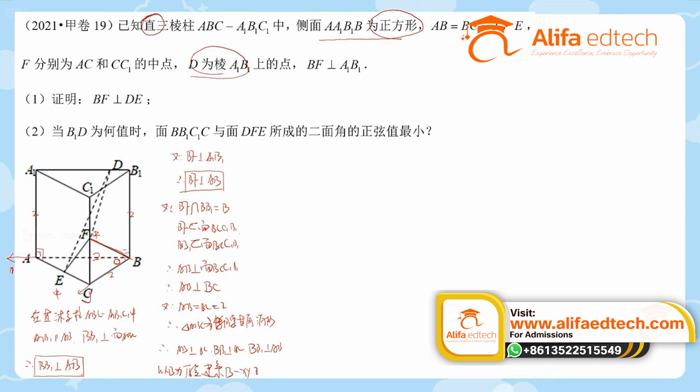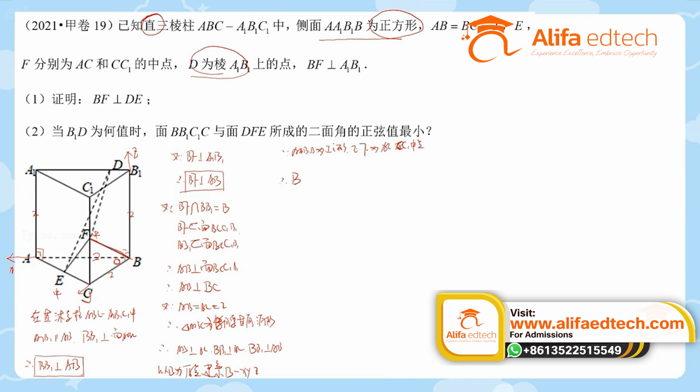X as shown, Y, Z. Okay. Because at this particular position, in order to confidently say that it's a square, we really need to know its length. Since this side face, AA1B1B, is a square, and E, F are the midpoints of AC and CC1, this means we can find the coordinates of these points.